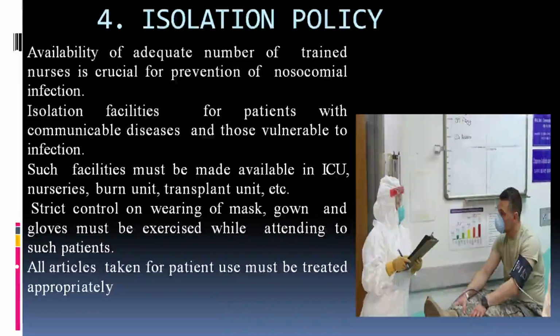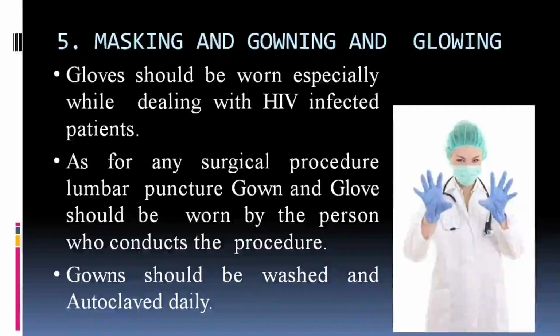Fourth one is isolation policy. Availability of an adequate number of trained nurses is crucial for prevention of nosocomial infection. Isolation facilities are needed for patients with communicable disease and those who are vulnerable to infection. Such facilities must be made available in ICU, nurseries, burn unit, transplant unit, etc. Strict control on wearing mask, gown, and gloves must be exercised while attending to such patients. All articles taken for patients' use must be treated appropriately.